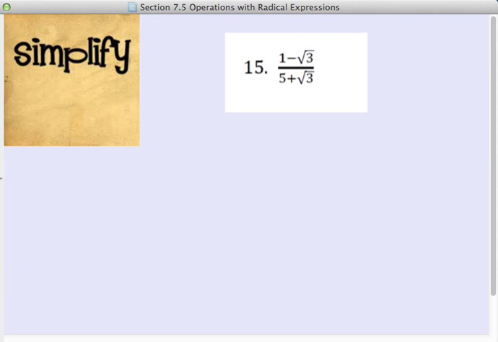So in 15, we all know that it is not proper to have a radical in the denominator. So in order to get a radical out of the denominator, when there is addition or subtraction also in the denominator, you need to multiply by the conjugate. Well, the conjugate of my denominator is just going to be the opposite. Well, this is plus, so it's going to be 5 minus the square root of 3.